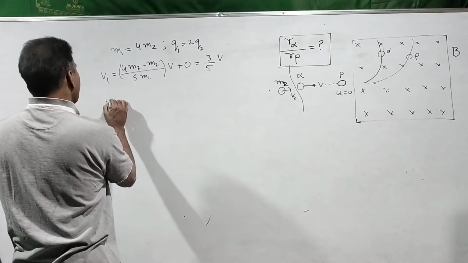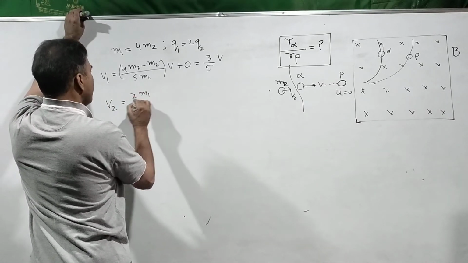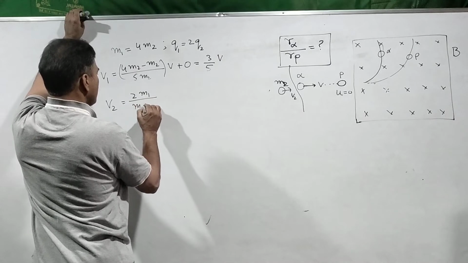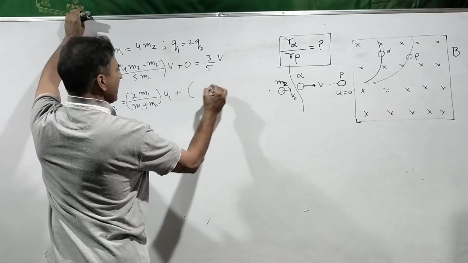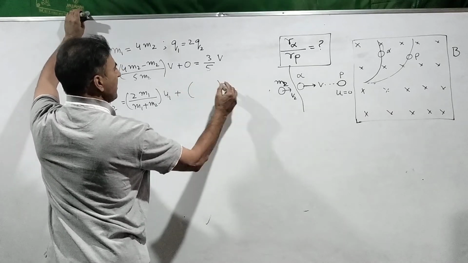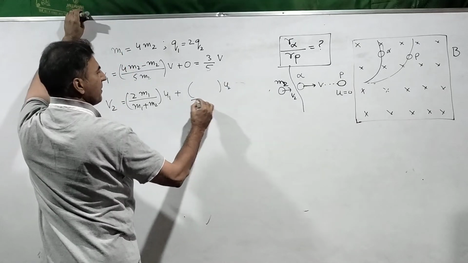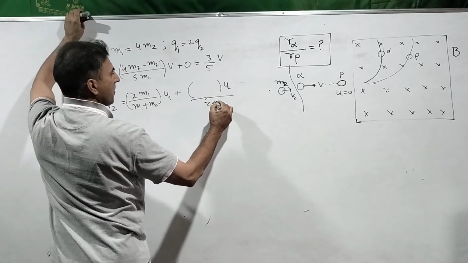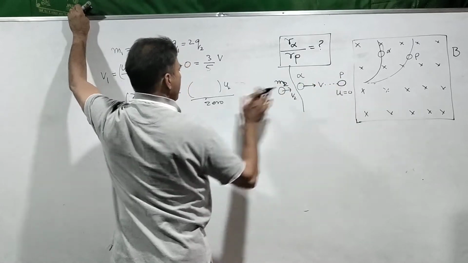Now V2, that is the velocity of the proton, is equal to 2 times M1 by M1 plus M2 times U1, plus (M2 minus M1) times U2, but U2 is 0. U2 is the initial velocity of the proton, that is 0, so this term becomes 0.